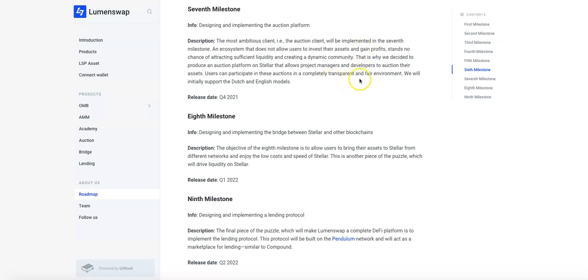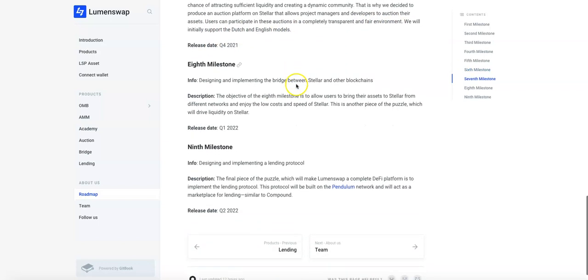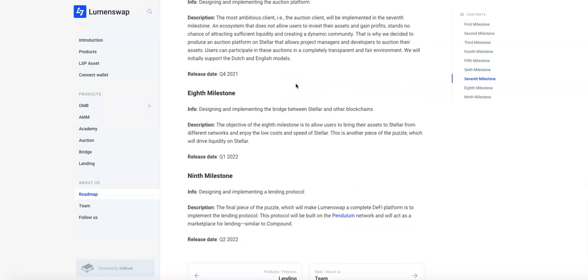So these are transparent and fair, as it says here. We will initially support the Dutch and English models of auction. And again, I will drill into this for you so that you will fully understand.